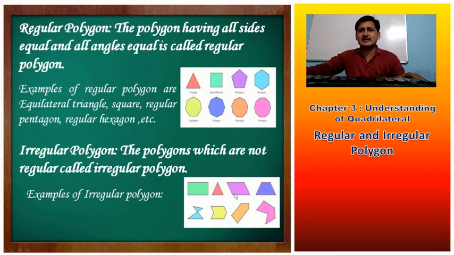Here also we can see this angle and this angle are equal, but these two angles are not equal. So this is also not a regular polygon. So for a regular polygon, all the angles should be equal and all the sides should be equal, but for an irregular polygon, the sides or angles are not equal. Such figures are considered as irregular polygons.